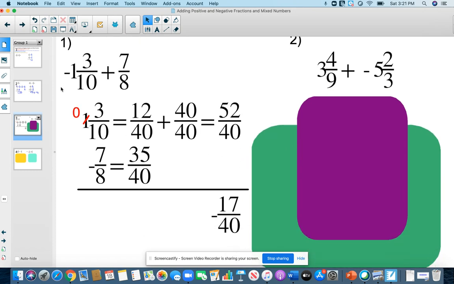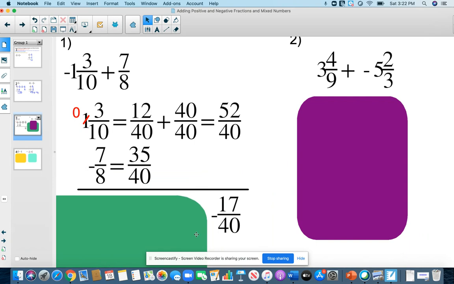And you have to go back and look if you're positive or negative, and negative 1 and 3/10 has a larger absolute value. So my answer would be a negative 17/40 for that problem. So if we go ahead and do the next problem.